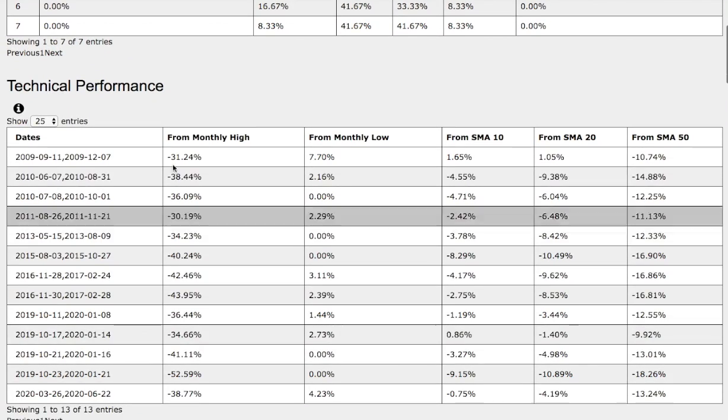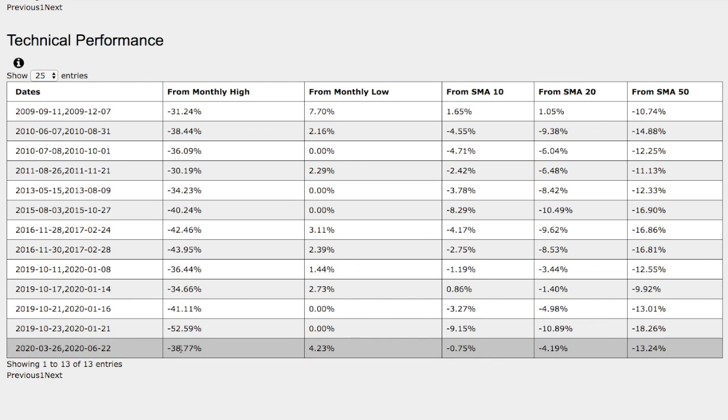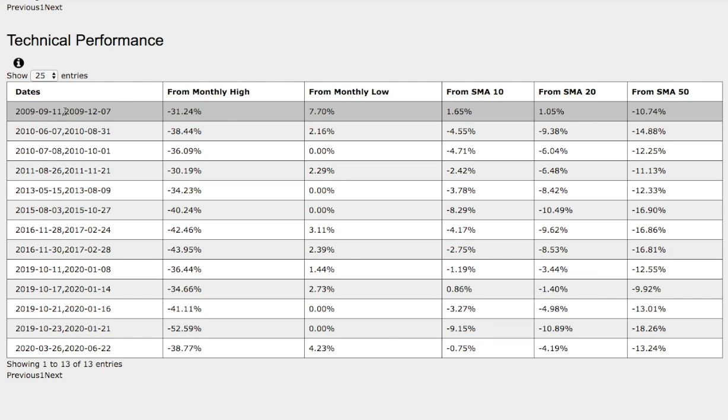And if we examine closer the technical performance of each model or each trend, on the current trend that we're currently in, we're only down 39% from monthly high, up 4% from monthly low, down 75 basis points from 10 simple moving average, down 4% from 20-day simple moving average, and down 13% from 50-day simple moving average. Now compare that to the trend that we just examined. Back in 2009, the trend was down roughly around 31% from monthly high, up 7% from monthly low, up 1.6% from 10 simple moving average, up 1% from 20-day simple moving average, and down 10% from 50-day simple moving average.